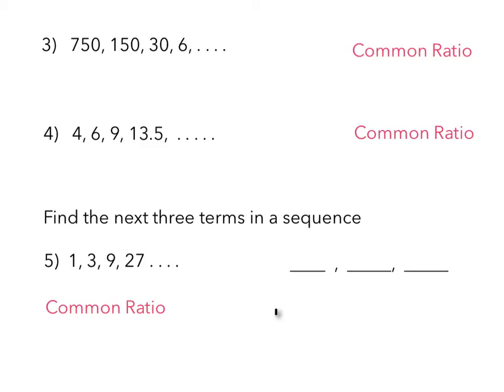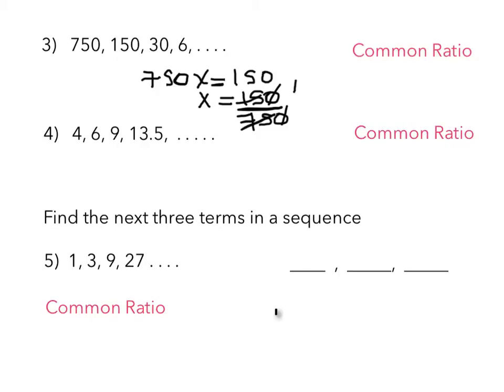The next is 750, 150, 30. So what happened with 750? Something that I multiplied, that now I have 150. Well, let's pass it dividing and let's find out what happened. I reduce, and 150 over 750, if we reduce it, 75 into 15, it's 5. So what happened is that I multiply by 1/5.